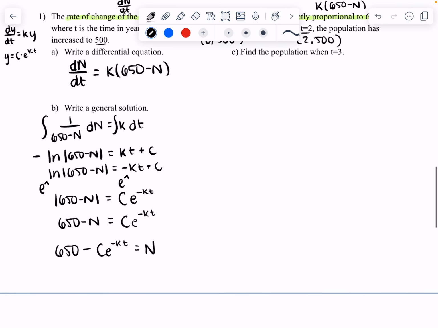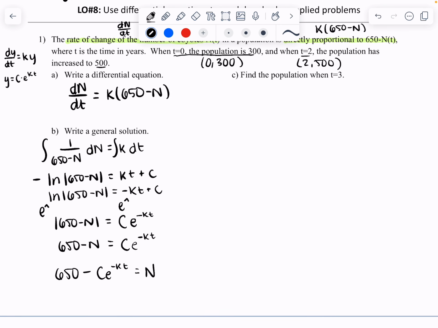Okay, so maybe you can see the connection here. I will highlight it to point it out to you. This was our differential equation versus the differential equation we were working with last time, which was just dy dt equals ky. Here we have dn dt equals k times 650 minus n, so it's not just an n in there. And so our solution is, instead of y equals c times e to the kt, here we got 650 minus n equals c times e to the negative kt.